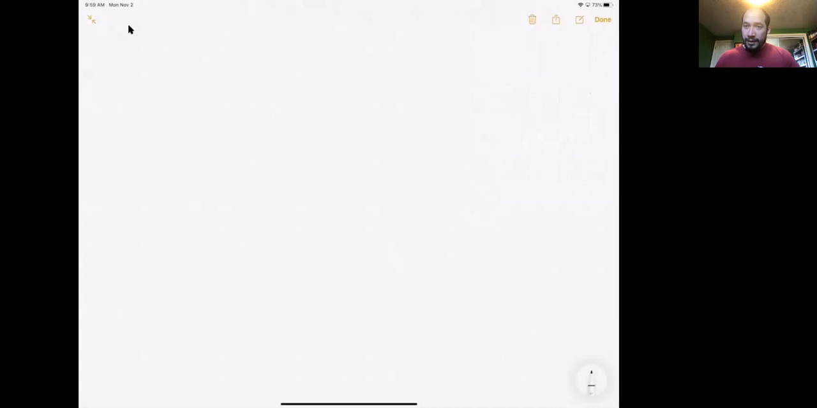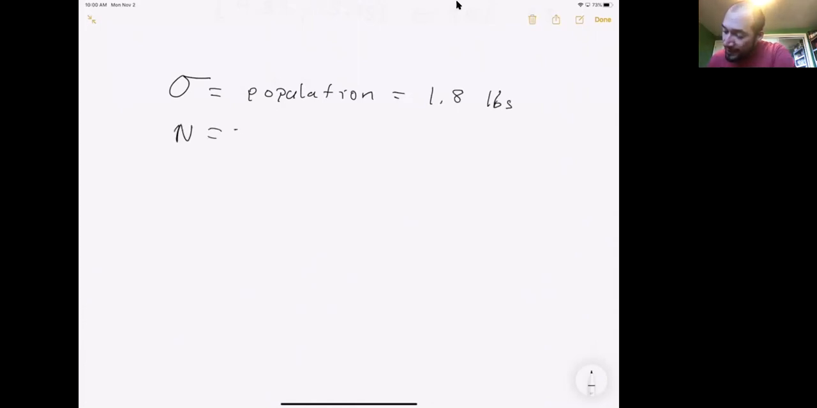Okay, so let's name our variables. There's a sample average. We want our sigma from the population, and we're told that our sigma is 1.8 pounds. We have an N of 36, and the sample mean is going to be 5.4 pounds.